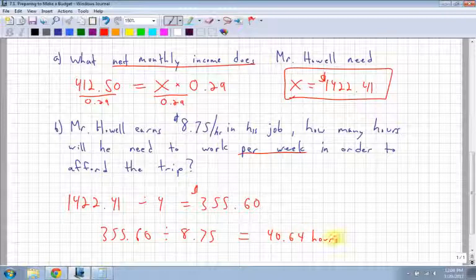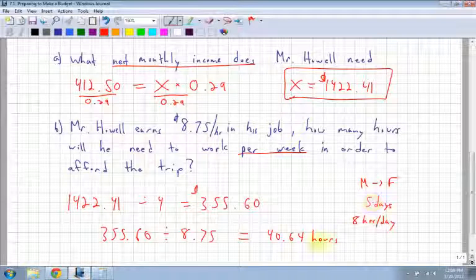Seems like a lot of hours, but if you're working Monday through Friday, that's 5 days. If you work roughly 8 hours a day, then 8 hours times 5 days is 40 hours. So you'd be working about 40 hours a week, which would be like your full-time job, right? If you're only making $8.75, which is pretty low. But like I said, I'm underpaid, so that's the way it works. All right, so that's the number of hours that you'd have to work.